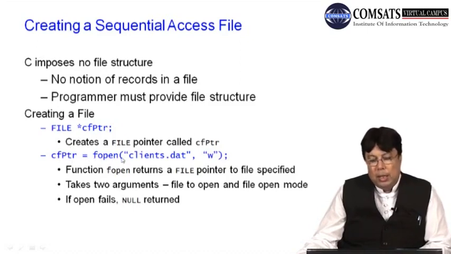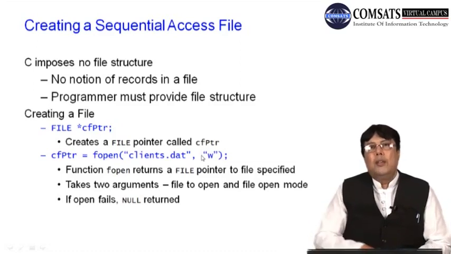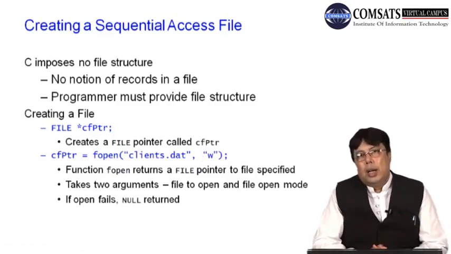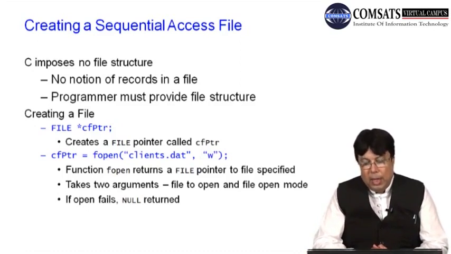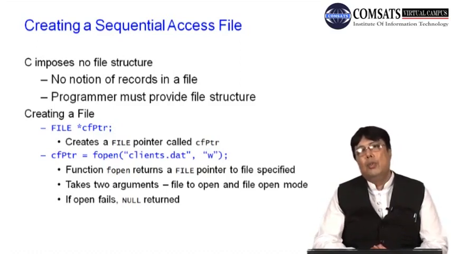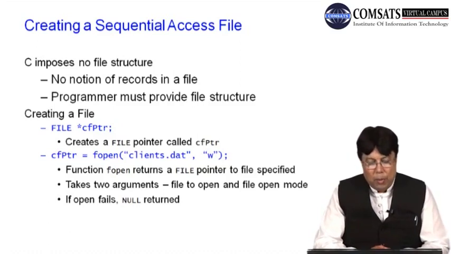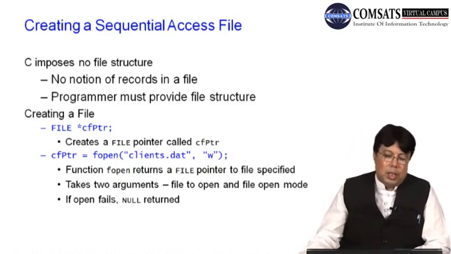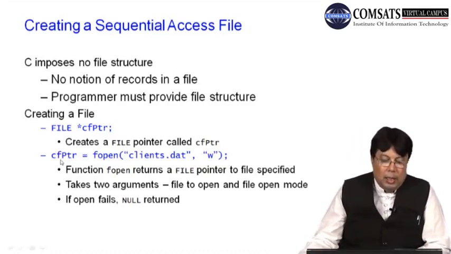So you have already declared a pointer to a file, cfptr, then you can say that cfptr is equal to fopen, then you can provide the name of the file, then you can use the letter w here. W means that you are going to create a file for writing. It means that if the client.dat file does not exist, then the system will create the file, and it will open up the file for you and provide you the information that will be saved in this file descriptor. In this particular example, it is cfptr.